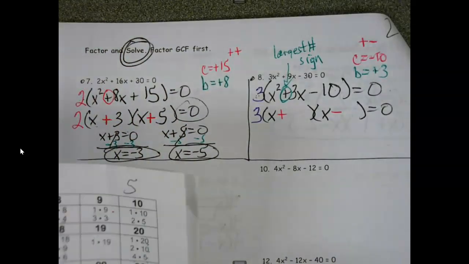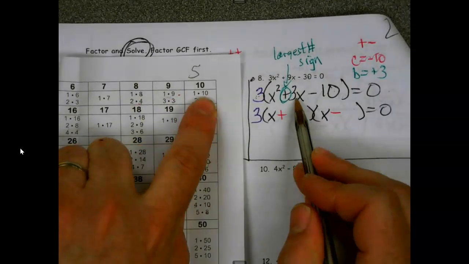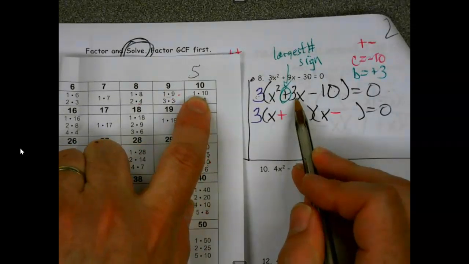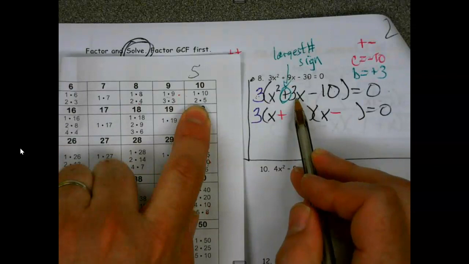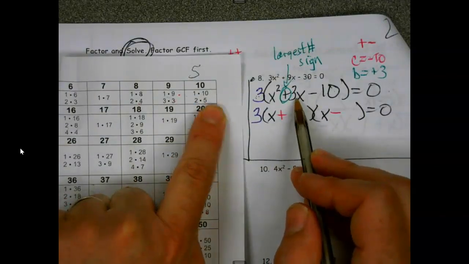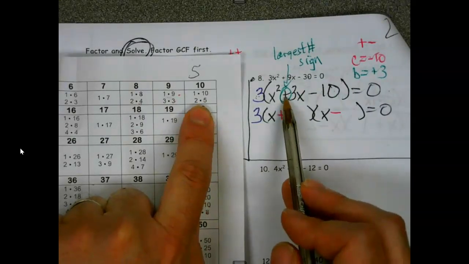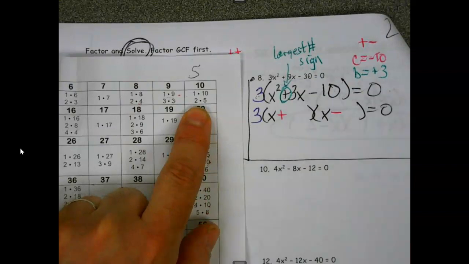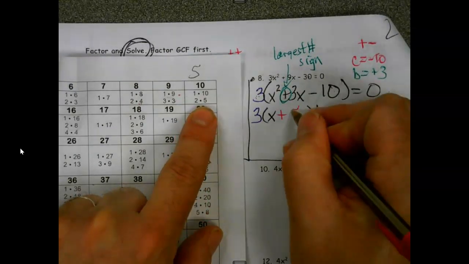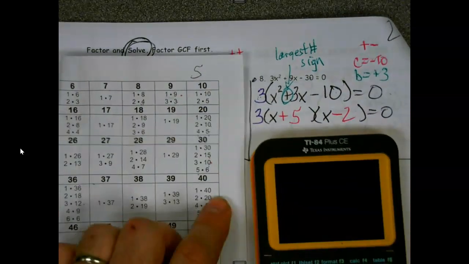So when I'm looking at 10, and I'm like, well, I got to get to 3. 1 and 10 is not getting me to 3. Add, subtract, it don't matter. Now, 2 and 5, I can get there. Like 5 minus 2 is 3. And this says the biggest sign is the positive. So if I got to use 5 and 2, the plus gets the 5, the minus gets the 2. But let's see if that actually works.